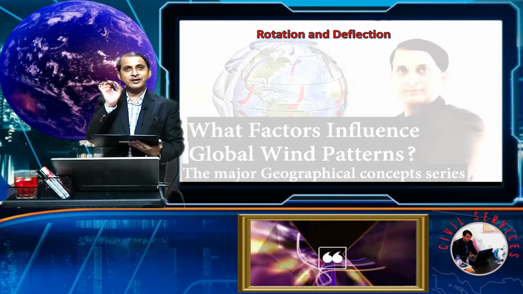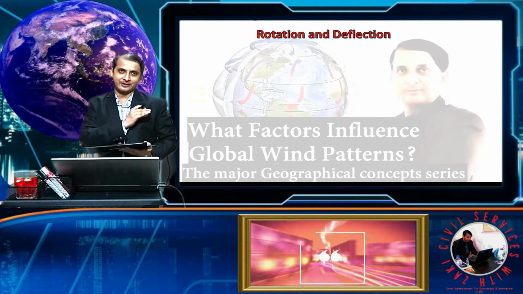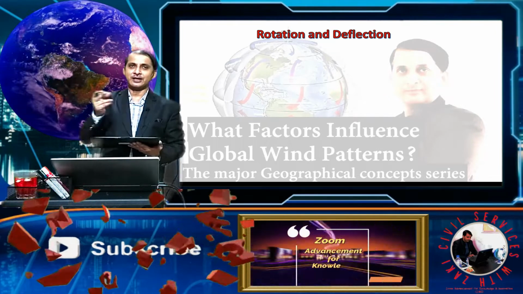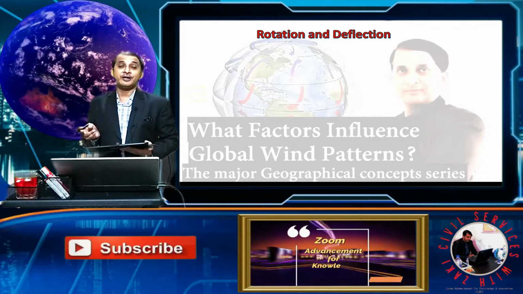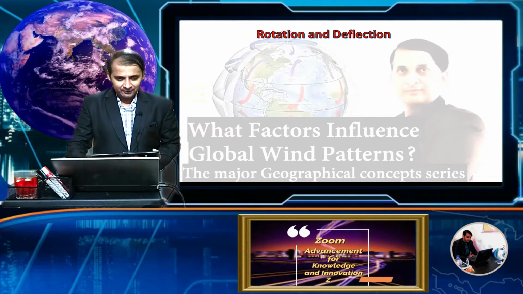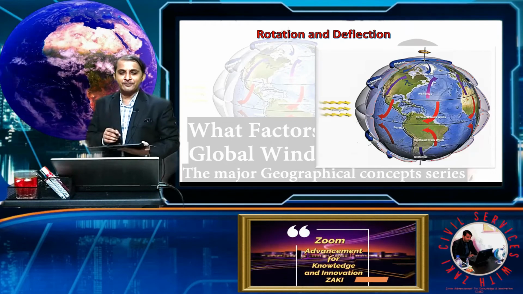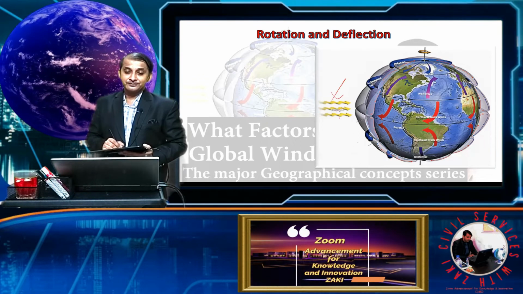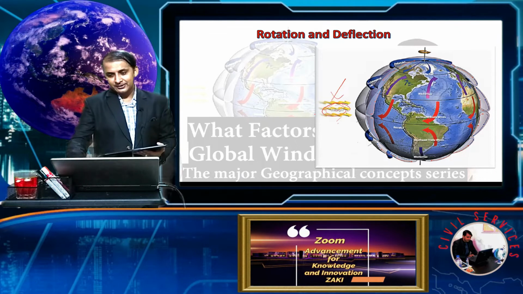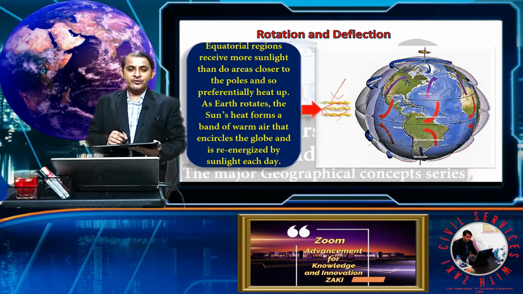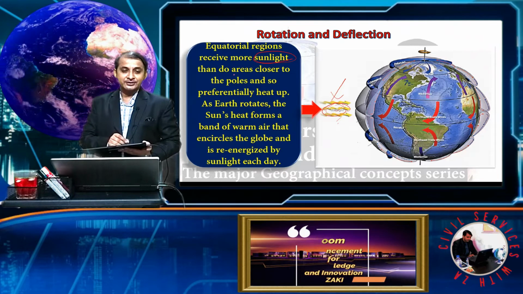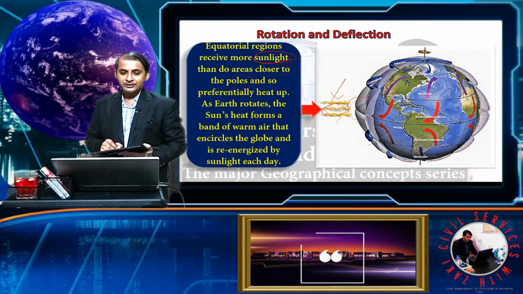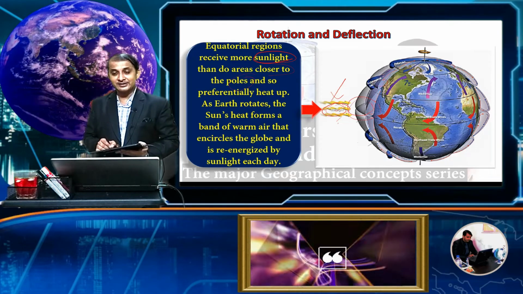First we understand the earth's rotation and deflection: how these winds are deflected by the rotation of the earth, as we already discussed in our previous video about the Coriolis effect. See here, the earth receives insolation from the sunlight. The equatorial region receives more sunlight than areas closer to the poles. So this area receives more sunlight, this area less, and this area very little.